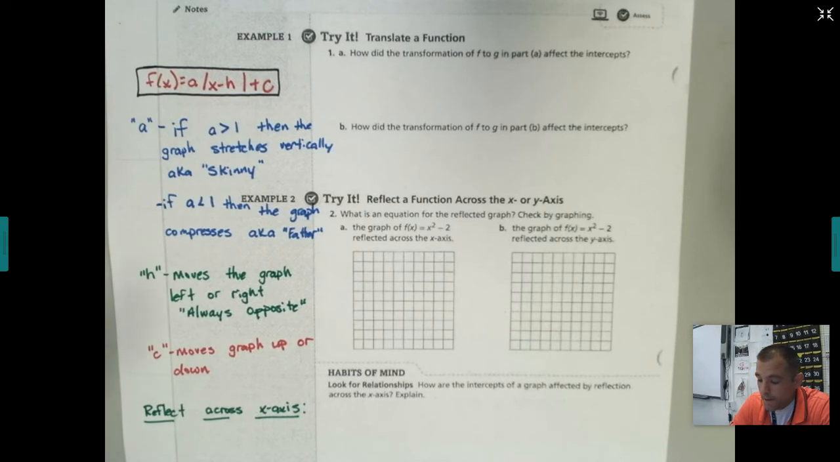Today we're going to talk about transformations, which I know you did in geometry. You did reflections, rotations, translations. You probably also did dilations, where you shrink or expand. We're going to do the same idea here, okay?